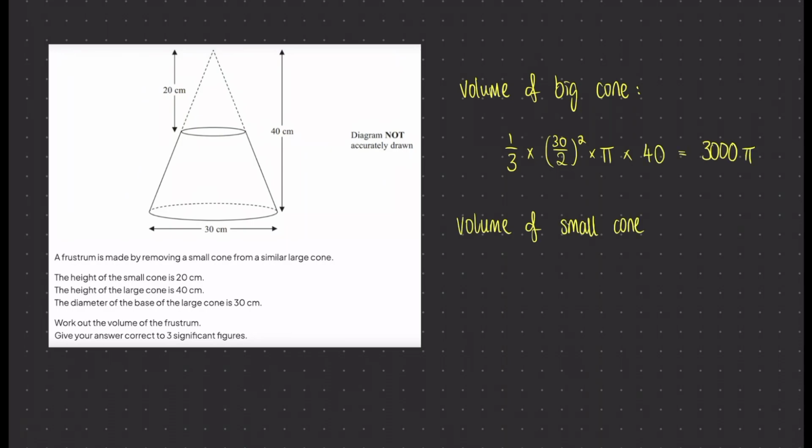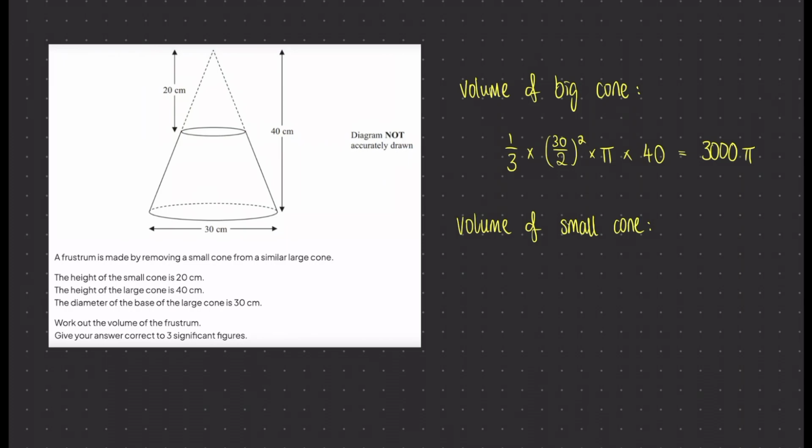That works out to be 3000 pi. I'm going to leave it in exact form for now. I'm going to focus on the volume of the small cone. Now, in order to work this out, we're going to need to spot that in fact the small cone is similar to the large cone. I'm not sure if you've read the question and seen that there. That means we can use ratios in order to work out the radius of the base of that small cone.